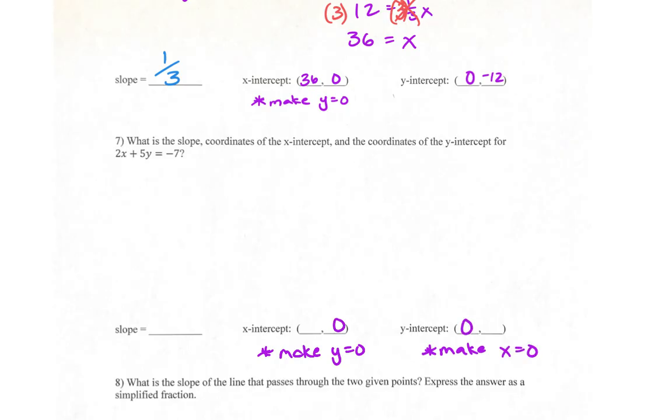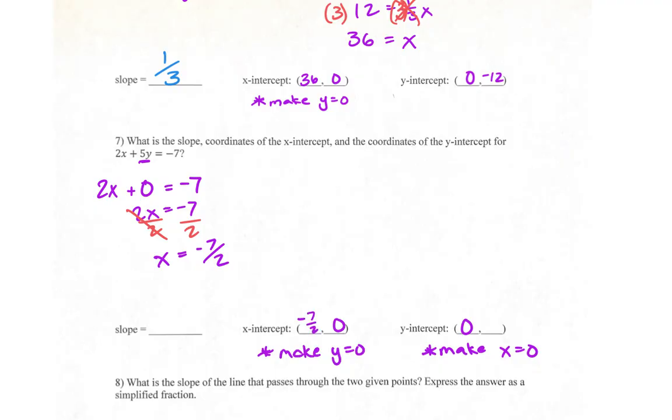So if I want to find the x-intercept, I'm just going to say, all right, y, you're worth 0. So that's 5 times 0. It's a one-step equation. 2x equals -7. So the one step is to divide by 2. And x equals -7 halves.